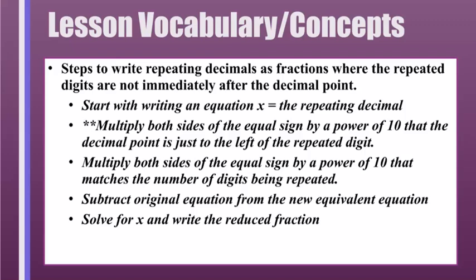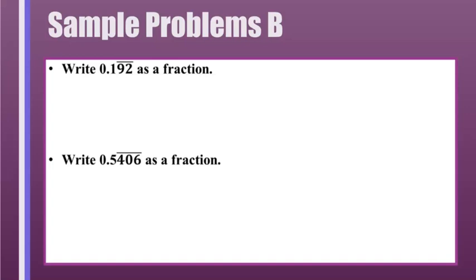And then we're going to subtract the original equation from the new equivalent equation and then solve for x and write the reduced fraction. So this is the only step that's going to be slightly different. So let's take a look at an example to make that more clear. So here we want to write 0.192 with the 92 being repeated.